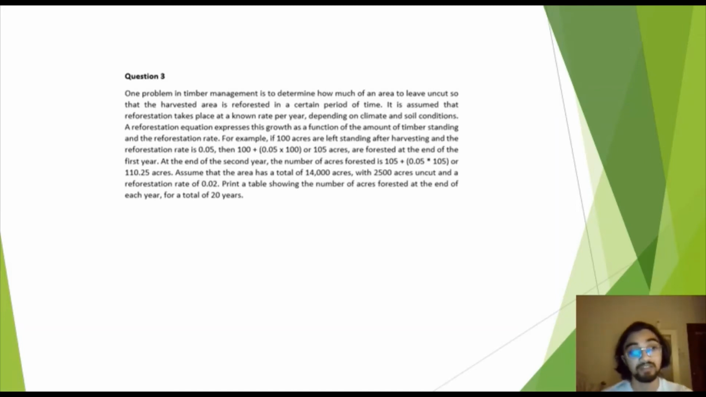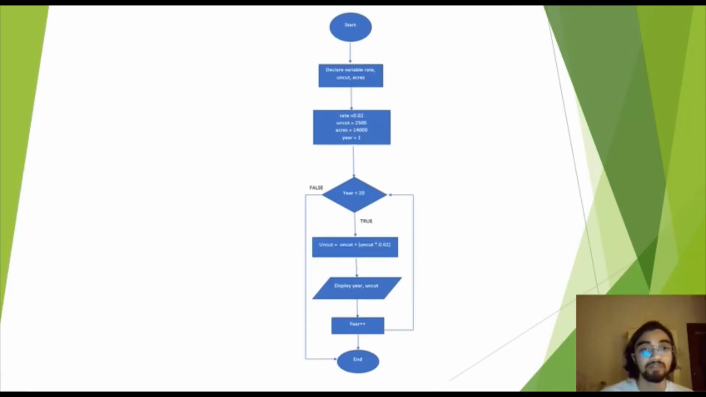First we have acres, which is 14,000, and the uncut acres is 2,500 with the rate of reforestation is 2%. And the output for this question is number of year from 1 to 20 years and then the acres reforested for year 1 until the 20th year. So moving on to the next part, which is a flow chart.